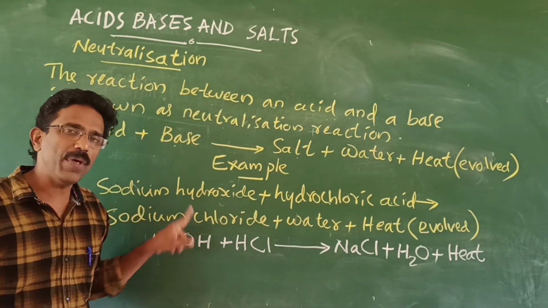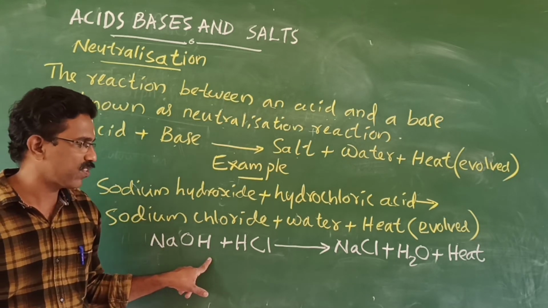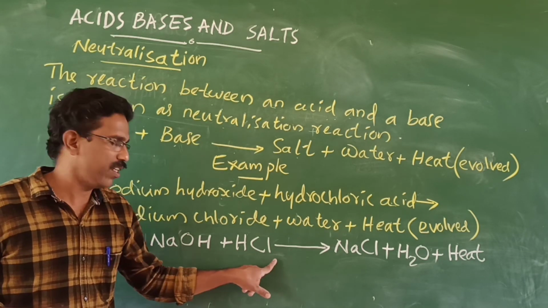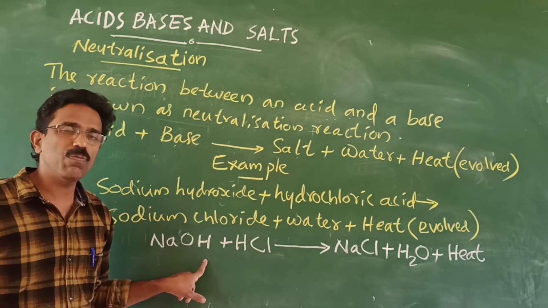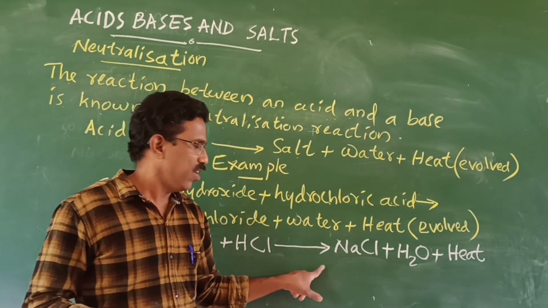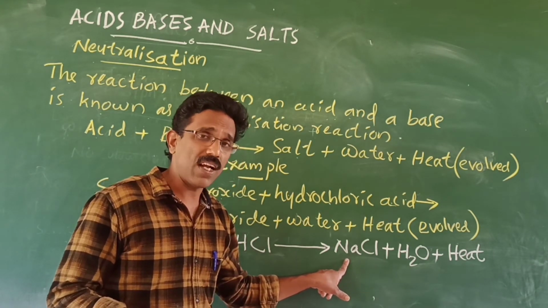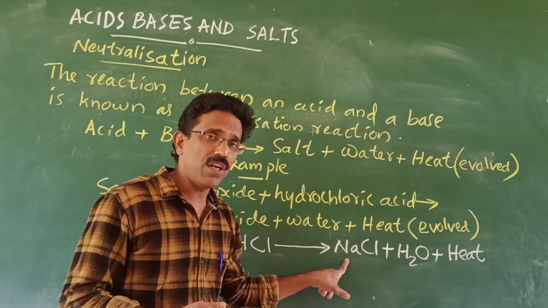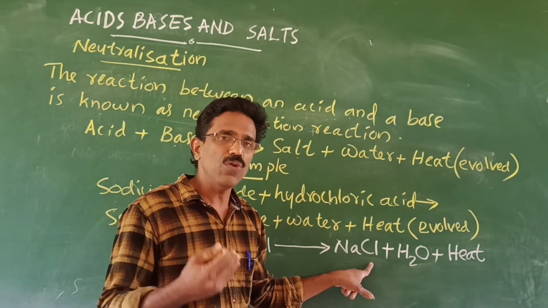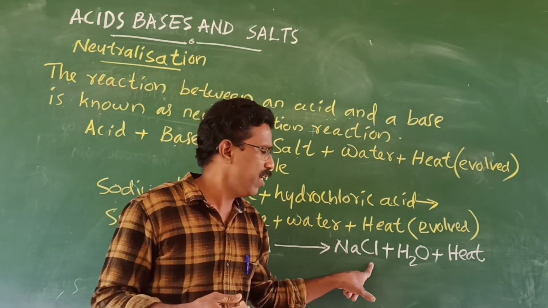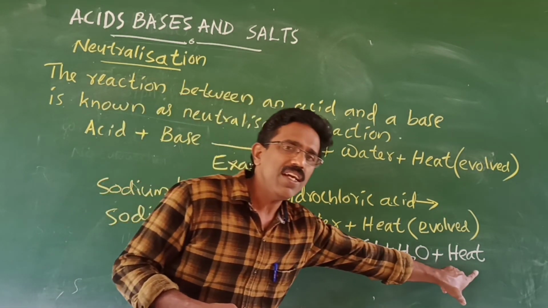Let us see the chemical equation for this reaction. NaOH, that is sodium hydroxide, plus hydrogen chloride, or hydrochloric acid, HCl, gives sodium chloride, or the common salt that we use in our cooking. Sodium chloride is the salt that we use in our kitchen as table salt. So the products are sodium chloride, water and heat.